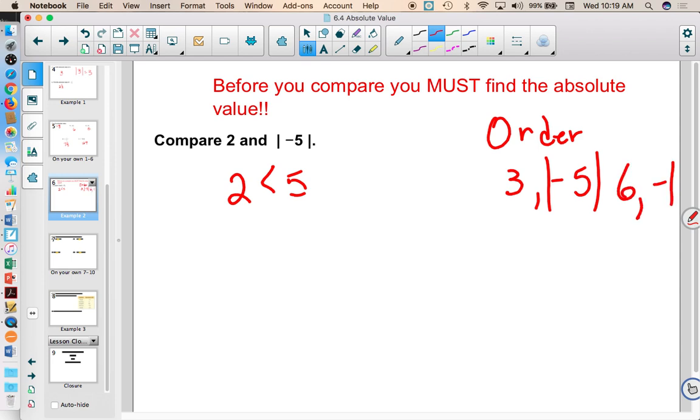If I put them in order from least to greatest, I'm going to look at those and have to say, well, the least one is negative 1. Then I've got 3. Then I have the absolute value of negative 5. And then I have 6. That's putting them in order. Do you understand that one?